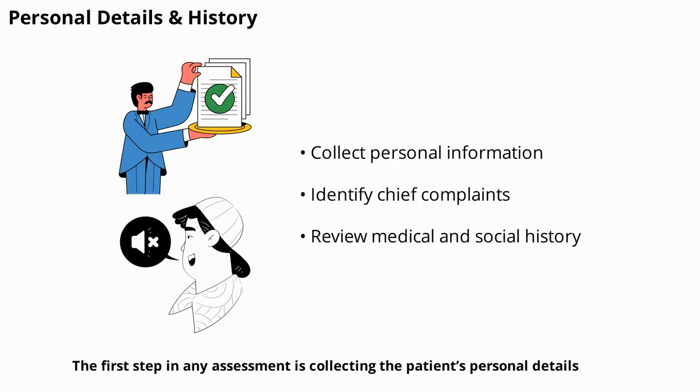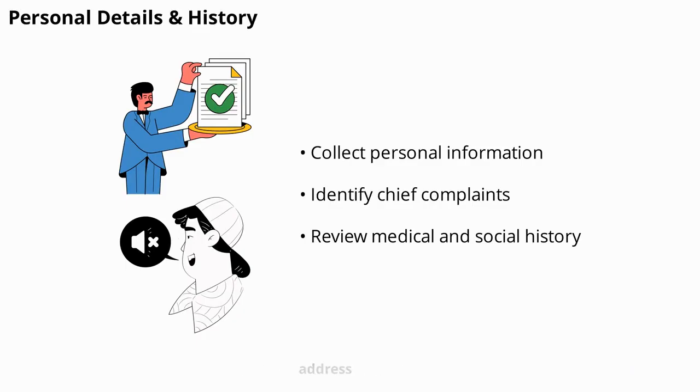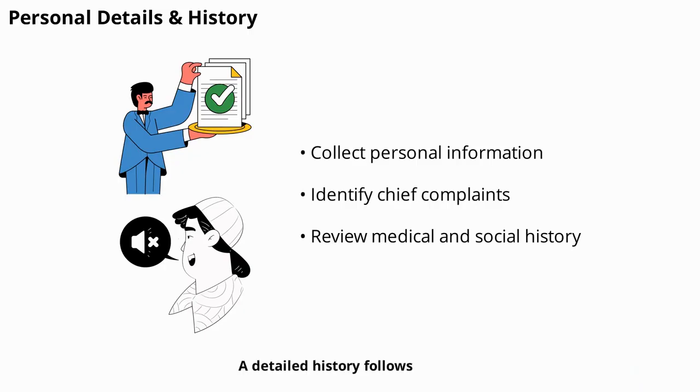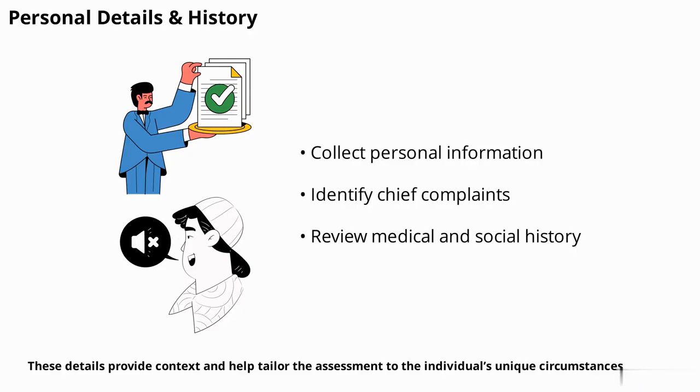This includes their name, date of birth, address, phone number, emergency contact, and occupation. Next, we move to the chief complaints, the main reasons the patient seeks medical attention. Detailed history follows, covering the presenting condition, previous medical and surgical history, current medications, drug allergies, family history of major diseases, and social factors like household duties, home layout, hobbies, and habits such as smoking or alcohol use. These details provide context and help tailor the assessment to the individual's unique circumstances.